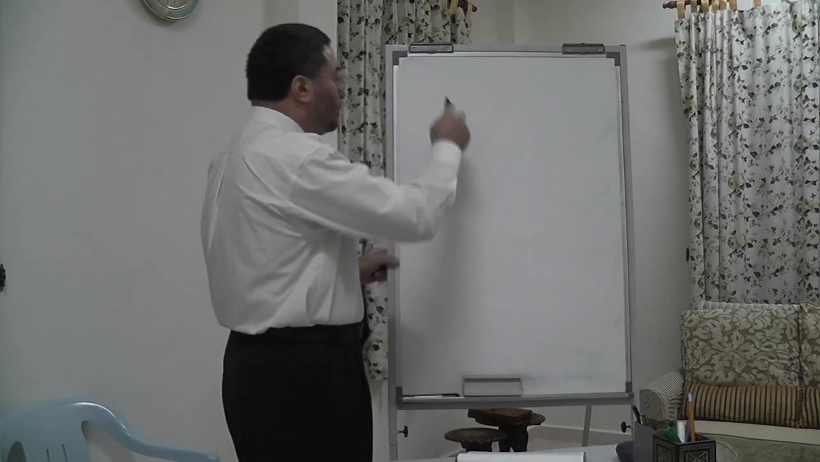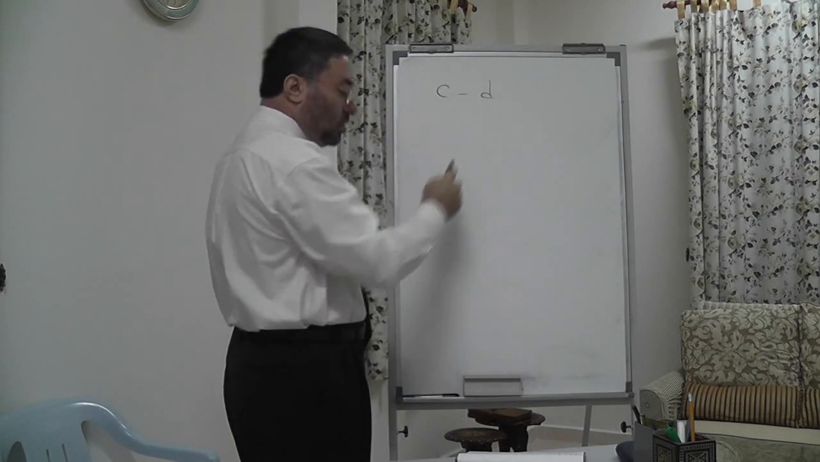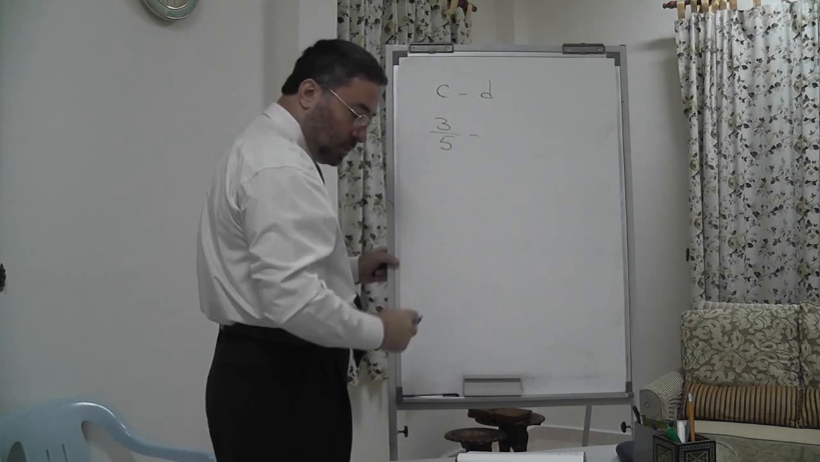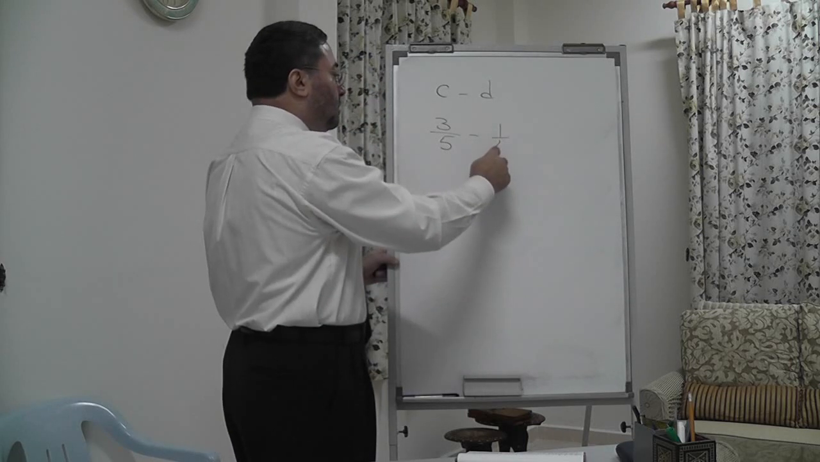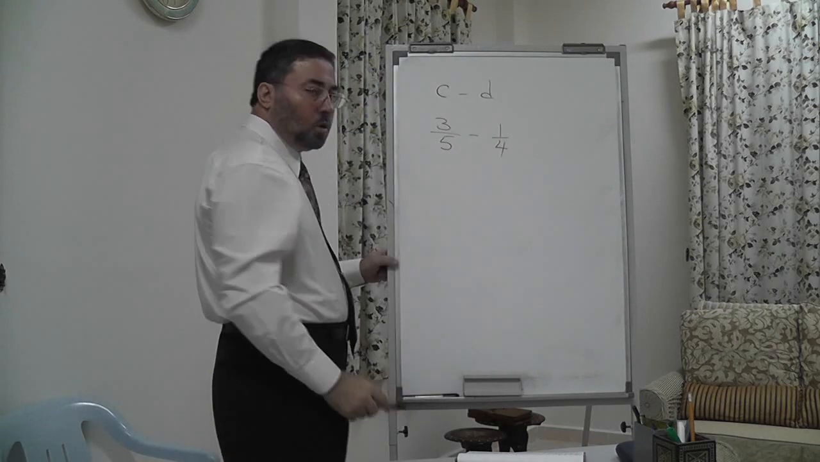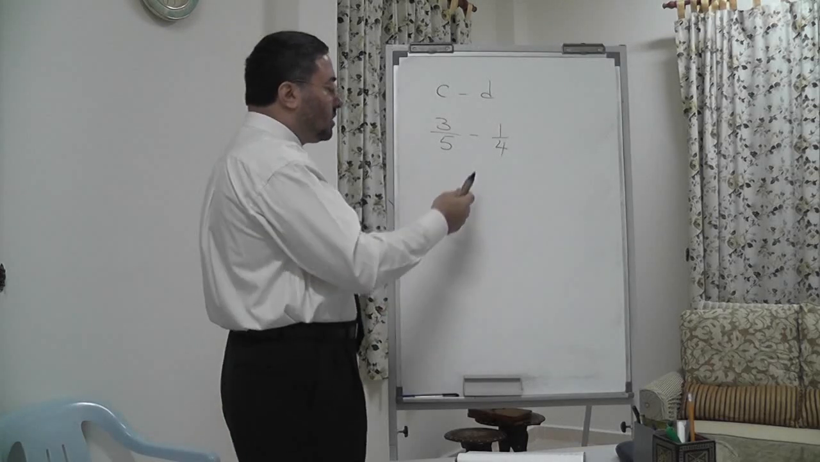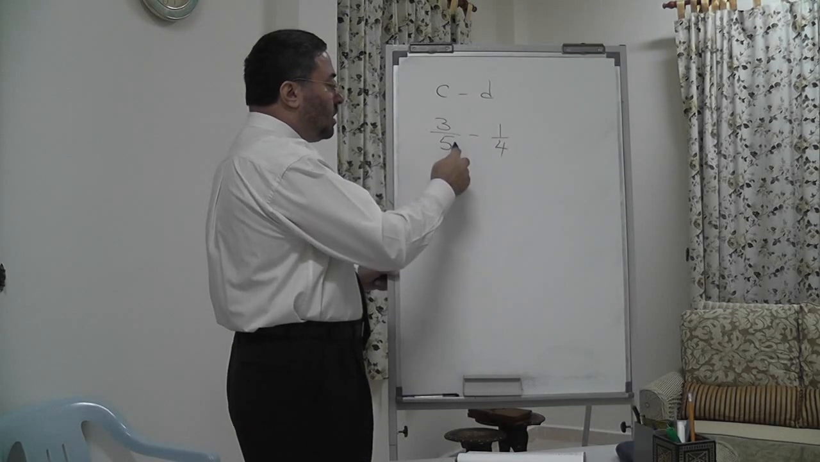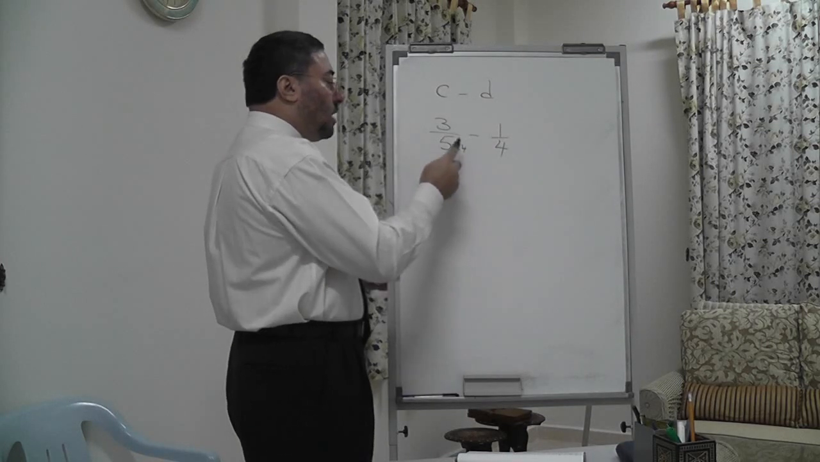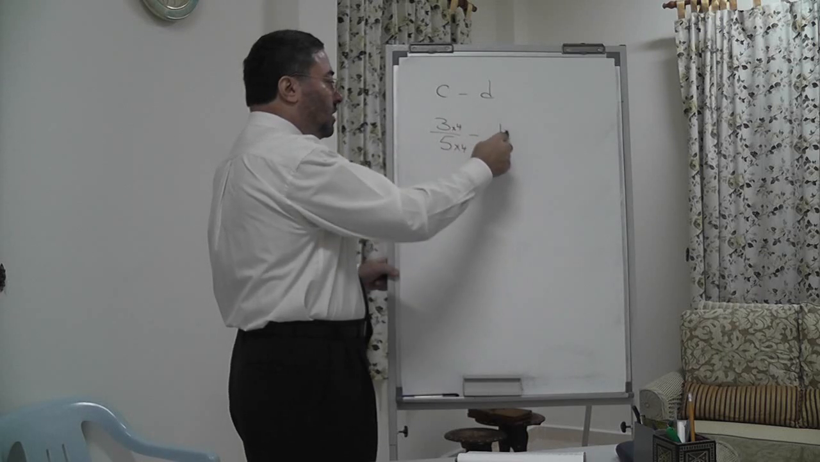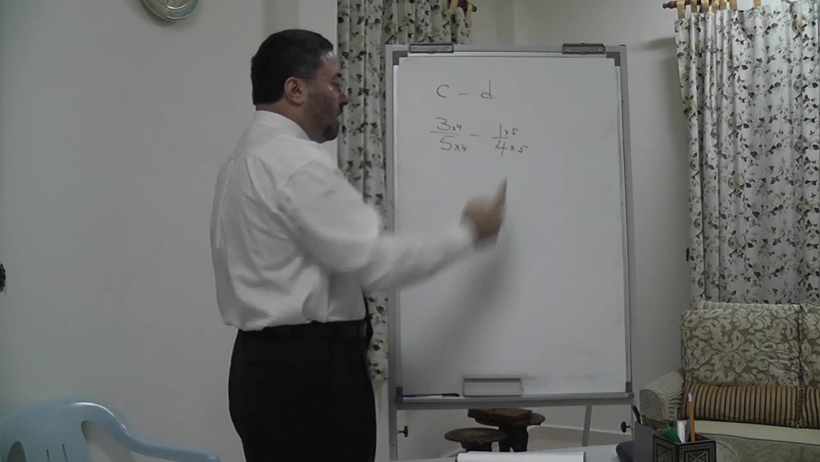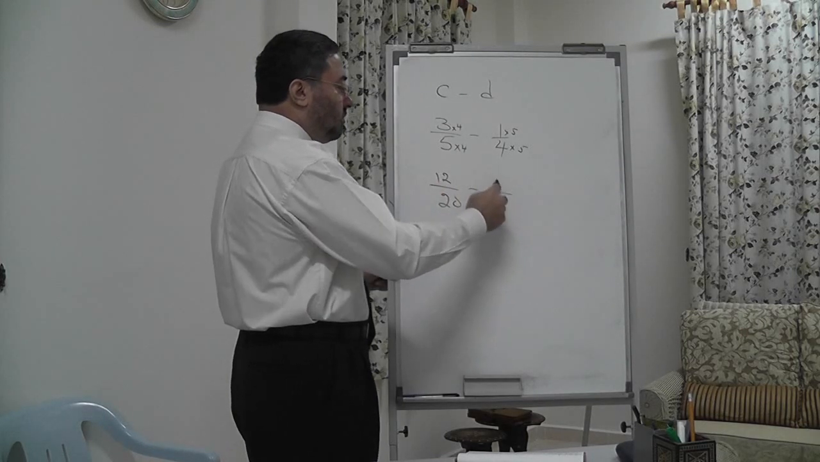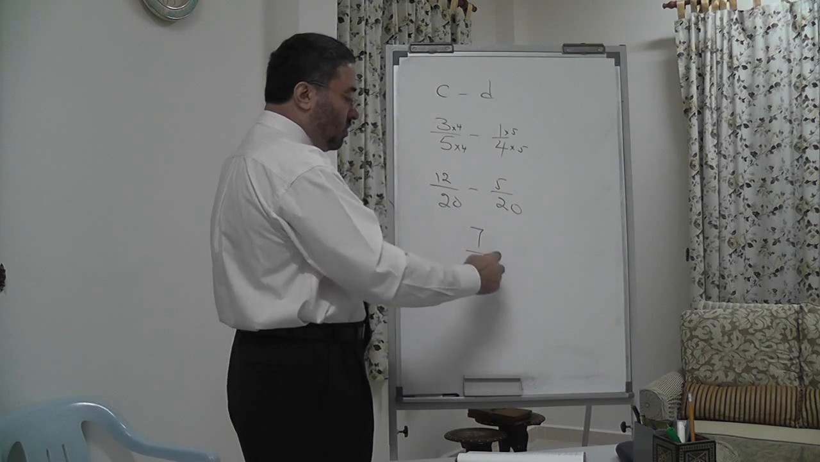Number 47, C minus D. For C, 3/5 minus D is 1/4. Again, we need to know how to subtract fractions, and we have to make these denominators the same. So the best way is to multiply up and down here by 4, and here the numerator by 5 and the denominator by 5. So that would be 12/20 minus 5/20, and that's 7/20.